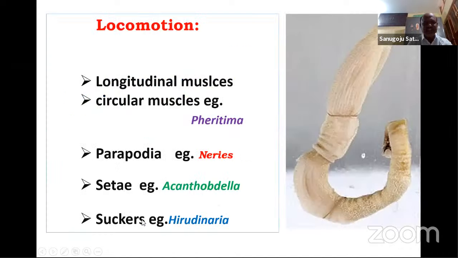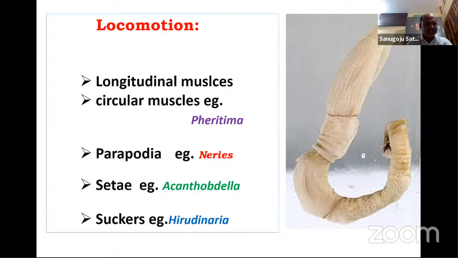Not only the setae, but parapodia, suckers, and circular muscles also help in locomotion. For example, these are the new terms: Pheretima, Nereis, Aphrodite, Hirudinaria. These are the 4 new examples for you. As you studied in your lower classes, Pheretima is nothing but the earthworm. We can discuss Nereis, Aphrodite and Hirudinaria in our classification in detail.